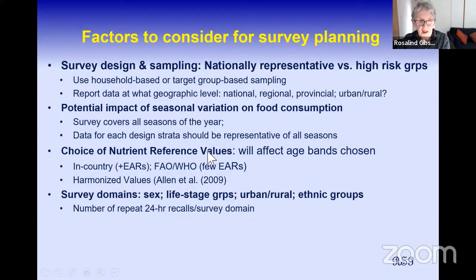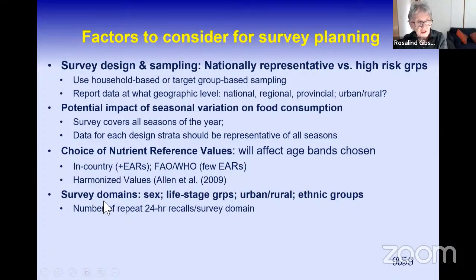The third important factor that we have to consider in our national survey is the choice of our nutrient reference values. Are we going to use our own country nutrient reference values? Do they have estimated average requirements, or do they just have nutrient intake values? Or are we going to use the FAO WHO nutrient reference values so that we can compare our values across countries? Or alternatively, are we going to select the harmonized values that have been recently compiled by Allen et al? And I've sent you all a PDF of that particular manuscript.